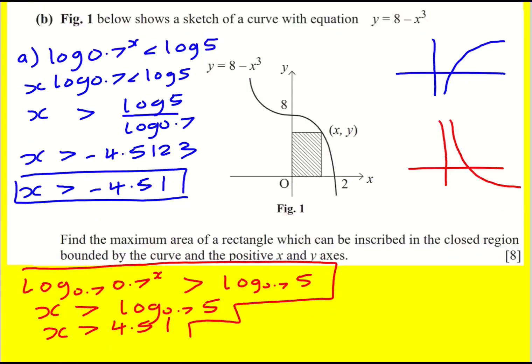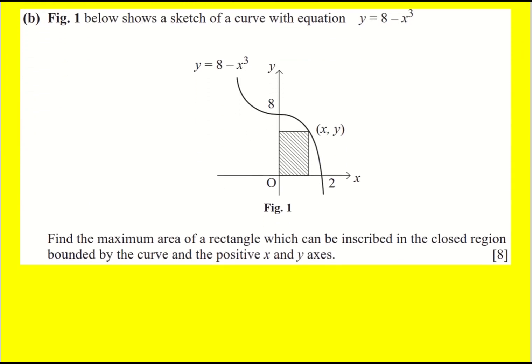Let's take a look at part B. Just made space down here for it. We're given a curve, y equals 8 minus x cubed, and then a rectangle is inscribed between it and the axes. And we're asked to find the maximum area of this rectangle.